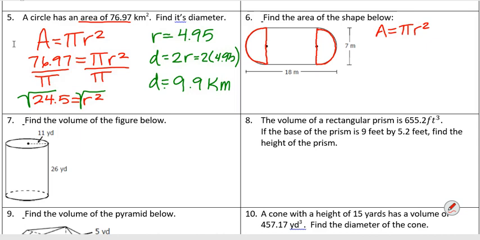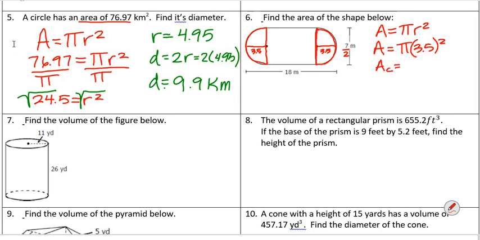I also noticed that my diameter here is 7. So to get the radius, I'm going to divide that by 2. That means my radius is 3.5, and that would be true of both of these over here, 3.5. So I'm going to say pi times 3.5 squared. And when I do that, I get that the area of the circle, I'm going to put C here, is 38.48.